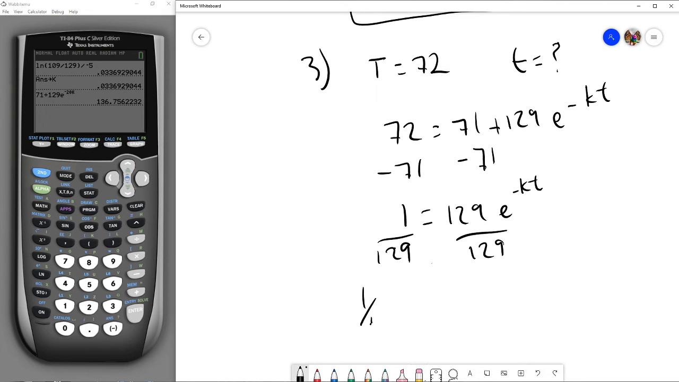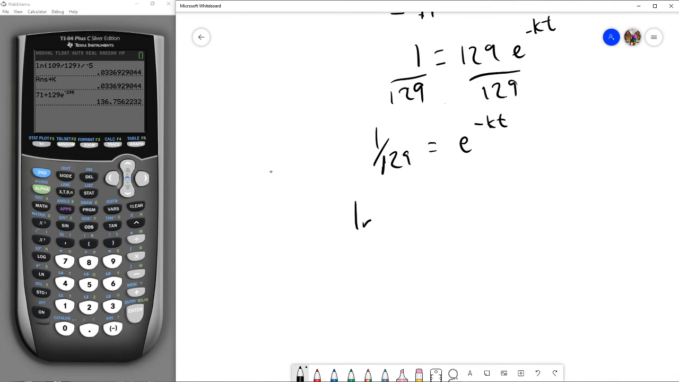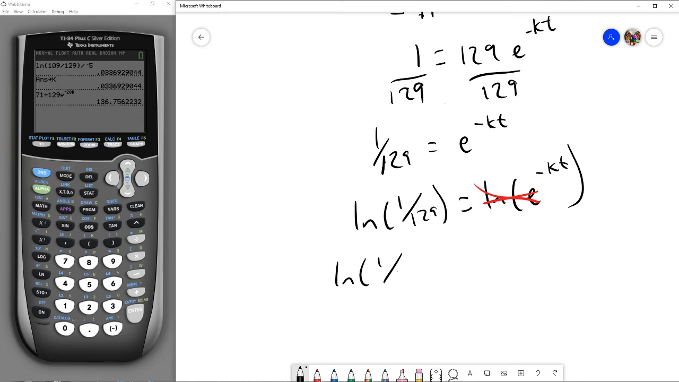So we have 1 over 129 is equal to e to negative kt. And now we'll take the natural log of both sides. So natural log of 1 over 129 is equal to natural log of e to the negative kt. And we can cross out that exponential with that log. So natural log of 1 over 129 is equal to negative kt.